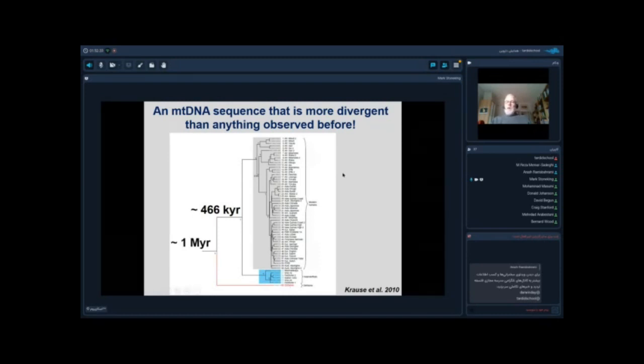But remember what I said about the history of a single gene not necessarily reflecting the history of a species, and this is an example, because when you do the genome sequence from that Denisovan fingertip bone, you find out that Denisovans are actually a sister group to Neanderthals.